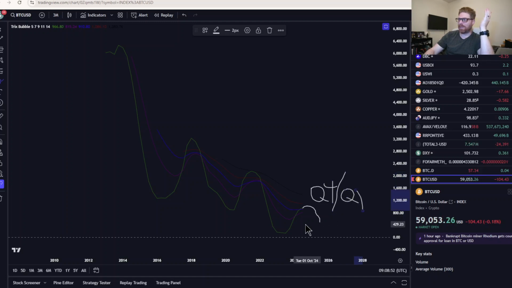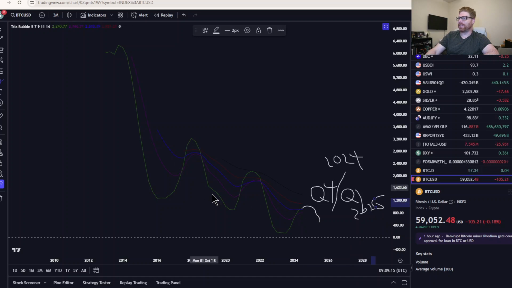Now, that has not really been my base case, but I like to look at things from different perspectives, and quarterly data is very clean. And so what this is telling me is that this bull market could potentially be over as soon as quarter 4 of 2024, or maybe quarter 1 of 2025 for Bitcoin. Okay, and Bitcoin can plunge into a bear market that soon.